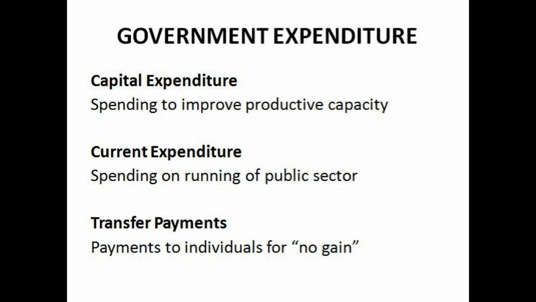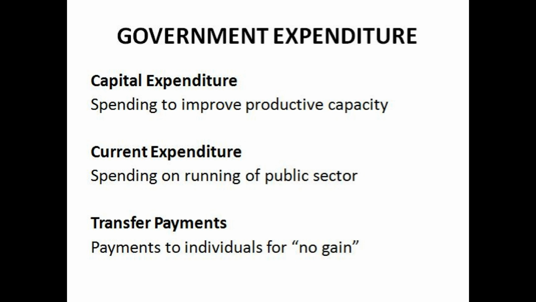Here are 3 different areas of government expenditure. So we have capital expenditure, which is spending to improve the productive capacity of the nation. Obvious one for that is going to be education and training. So if we spend more on improving the sort of skills of the workforce, we're going to have a more productive workforce. Current expenditure is government spending on the running of the public sector.